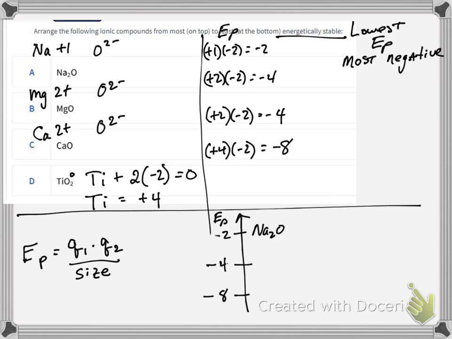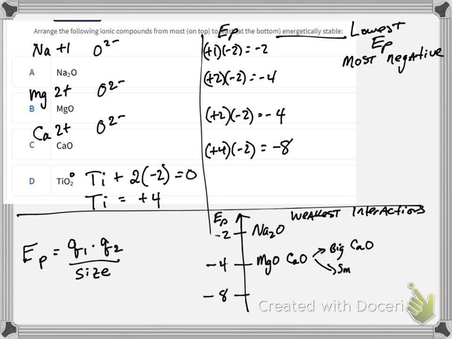And now we're going to put the first one here. This is the weakest interaction, right? It's got the highest potential energy. And now we have two of them at -4. As we did in class, because of the size that's in the denominator, the bigger one always has weaker interactions because the ions are farther apart. The farther apart the ions, the weaker the interaction. That is a general rule for potential energy.